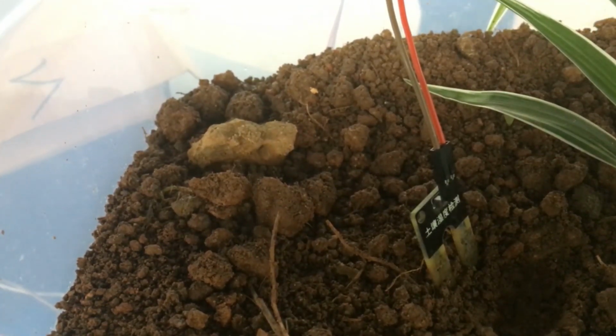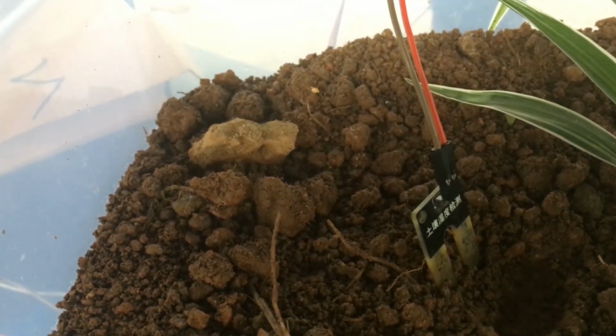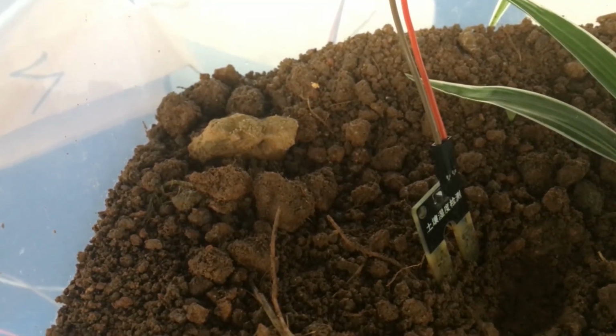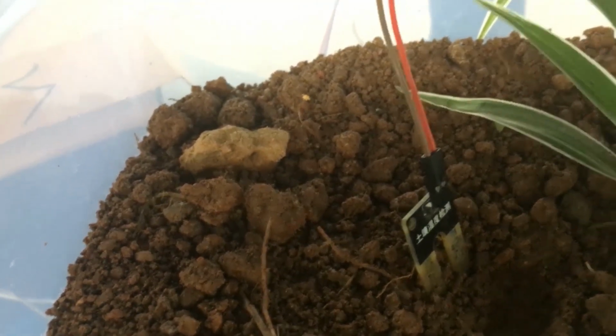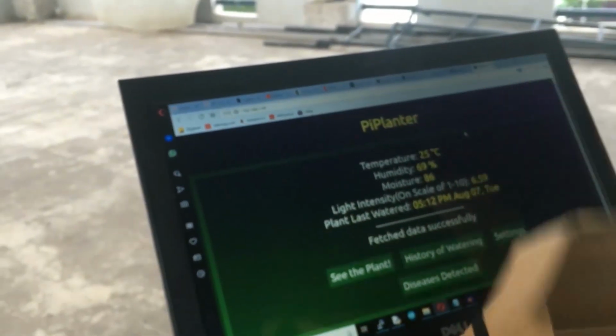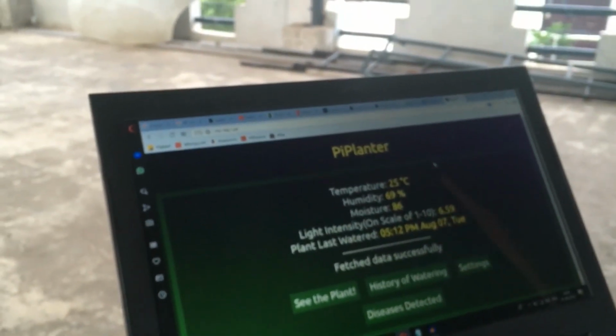Here we have the soil moisture sensor. The soil moisture sensor helps us to understand the amount of water content in the soil. It reads the dielectric permittivity of the soil, that means the water content in the soil. These values are transferred in analog form to the NodeMCU. The NodeMCU is a Wi-Fi transceiver, and it transfers the data to the Raspberry Pi through Wi-Fi. And then you can see those values on our PHP website.